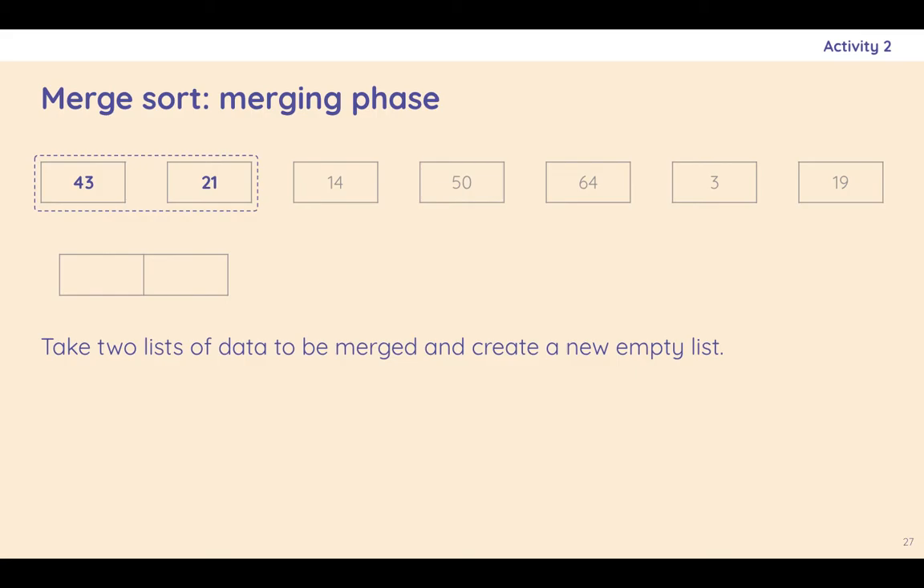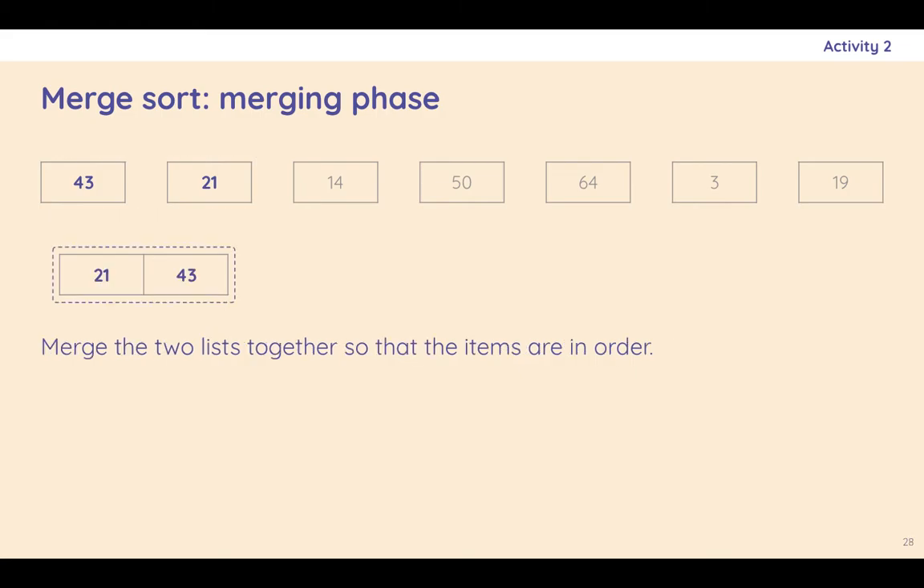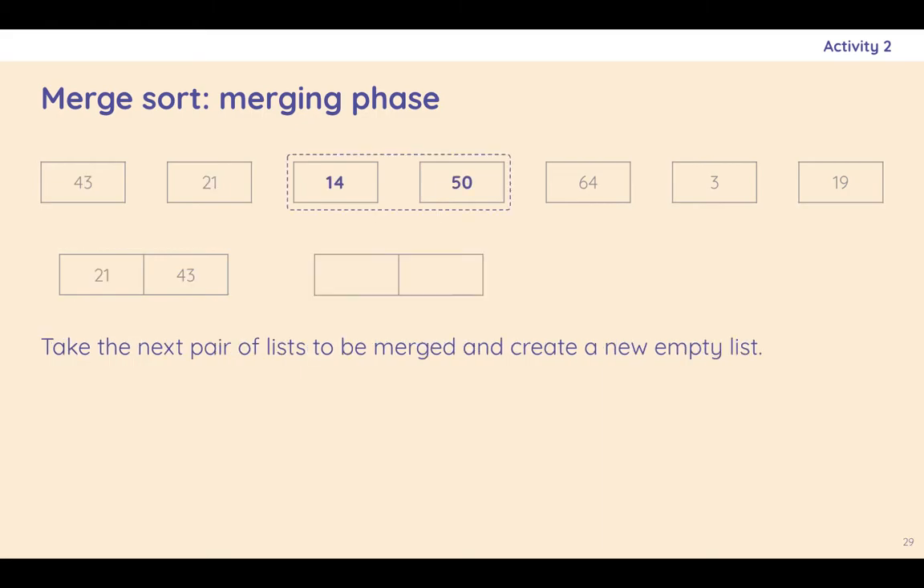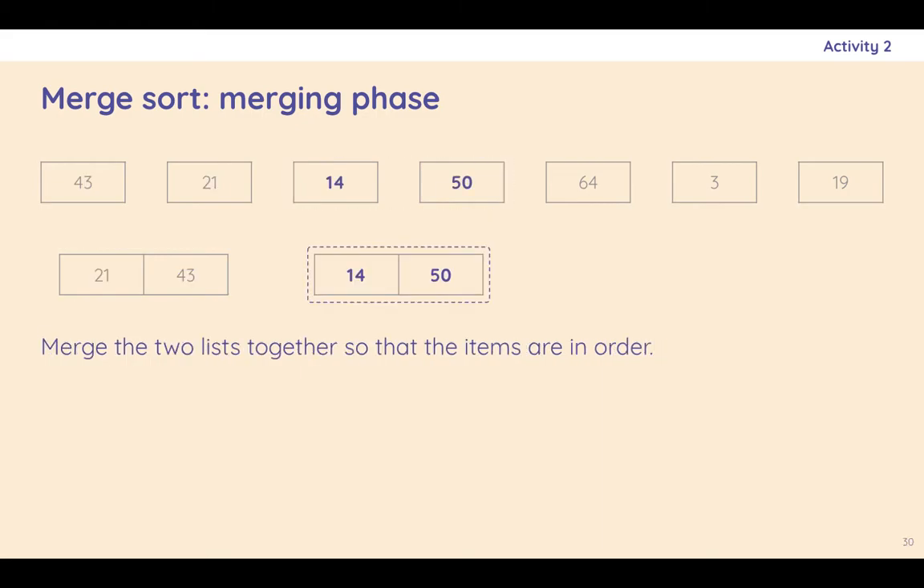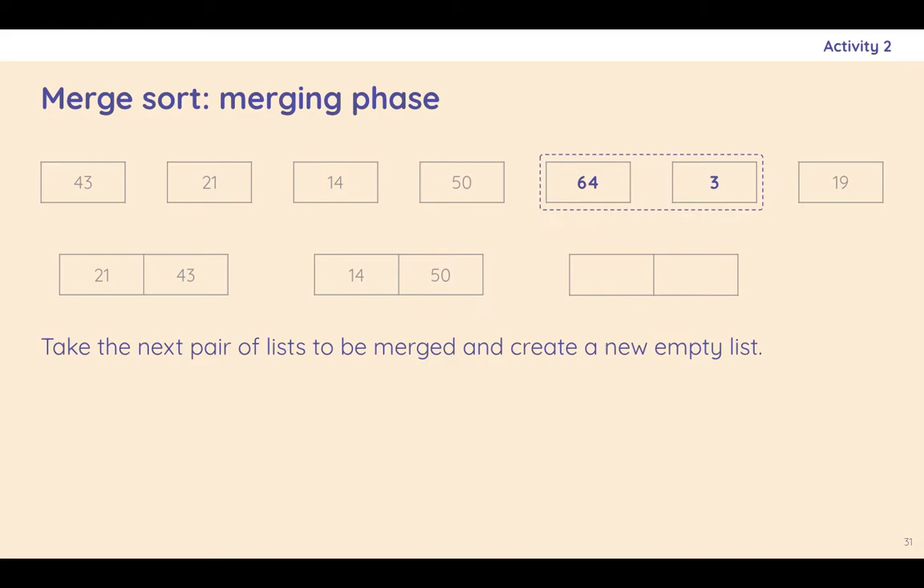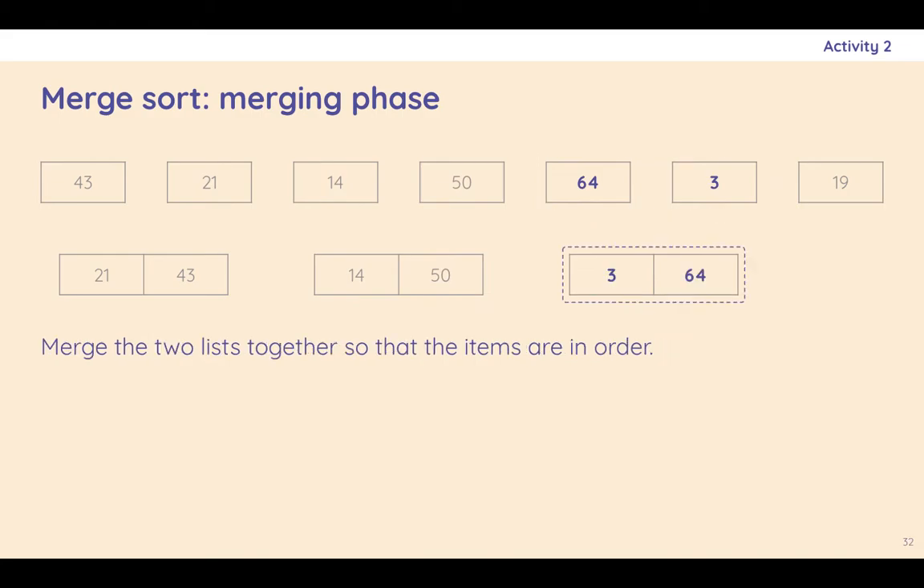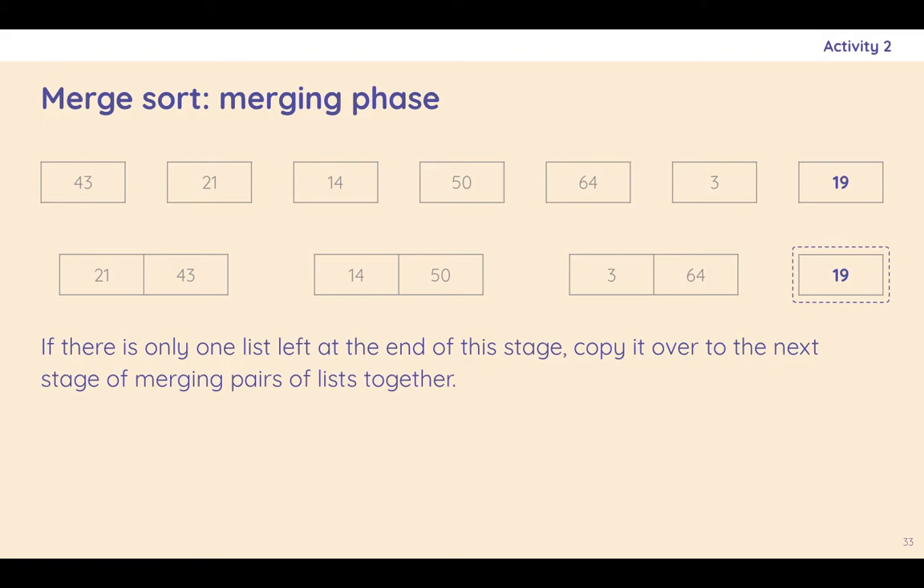So we're going to take those 2 lists at the start. They've got 1 item in each. So the first of those 2, we compare the first item in each list. Well, there's only 1 long. So we're looking at the 21 is going to go in first, then the 43. So we've merged those 2 lists into 1 list. Do the same thing with the next pair of items. So 14 comes first, then 50. Then 64 and 3, well obviously the 3 comes first, then the 64. 19 is the odd one out, so it just becomes another odd one out, and that's absolutely fine.